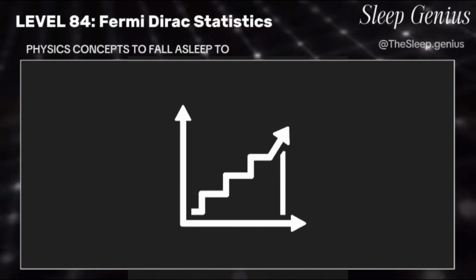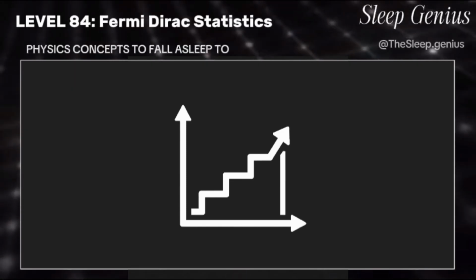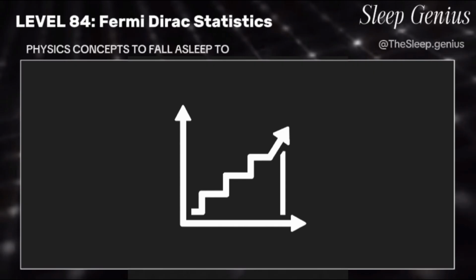Fermi-Dirac statistics helps explain metals, semiconductors, and white dwarfs. It is essential for electronics, nanotechnology, and astrophysics. It teaches how microscopic rules shape macroscopic phenomena.